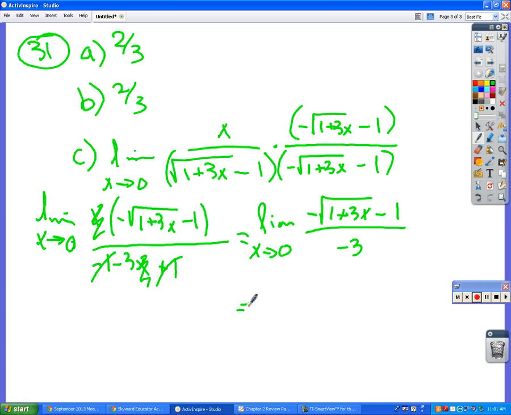Negative 2 on top, and on the bottom is negative 3. So that's the limit, 2/3, which is what you found by looking at the graph and looking at the table. So, oh my gosh, math works. Okay, anything else?